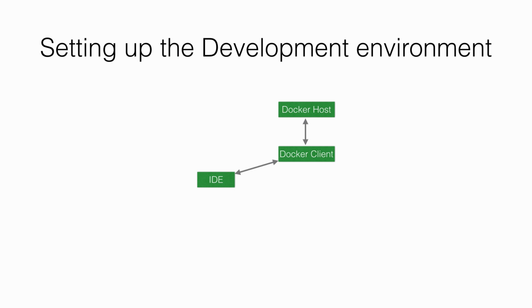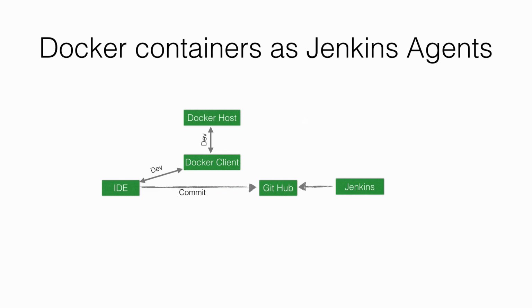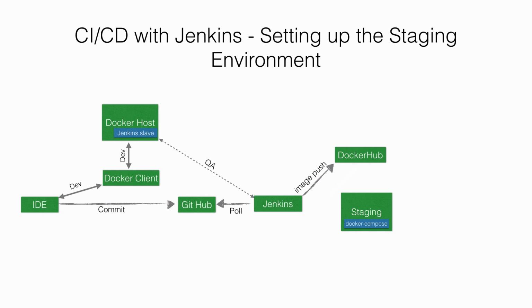Once the developer is fine with the changes, he or she would commit the changes to the GitHub. Jenkins, which is our CI/CD tool, would look at the changes on the GitHub and perform different operations like running the test cases, creating the image, and so on. To run the test cases, our Jenkins would create dynamic Jenkins slave on our Docker host. And once the test cases pass, the Jenkins would create the resulting image for our application and push it to the Docker hub. Jenkins would then deploy the application on our staging environment, which is again created on the cloud.